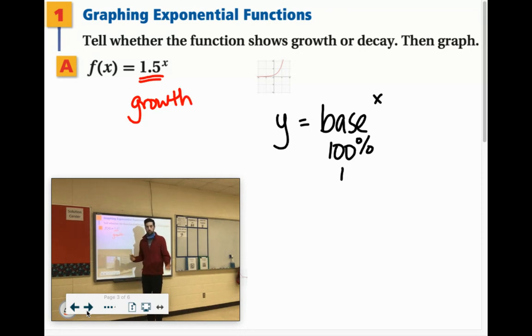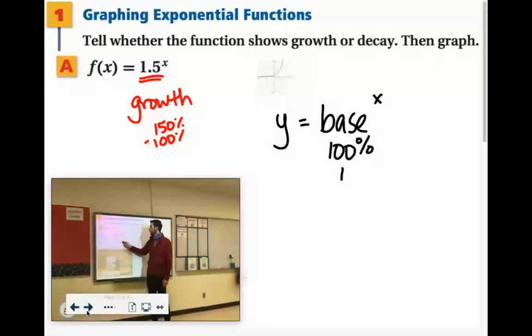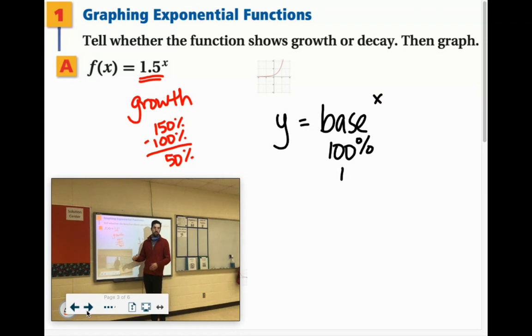Now, if it said what was the growth factor, then you could just subtract 100% from it. So 1.5 is like 150%. If you subtract 100% off of that, its growth factor is 50%. They're not even asking you that here, but you're so smart, I knew that wouldn't even be a problem.